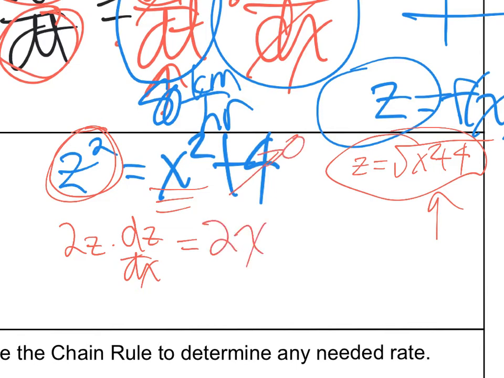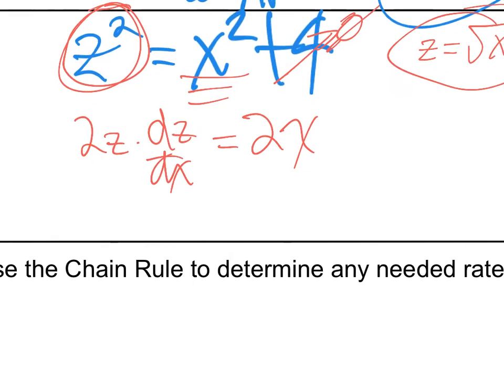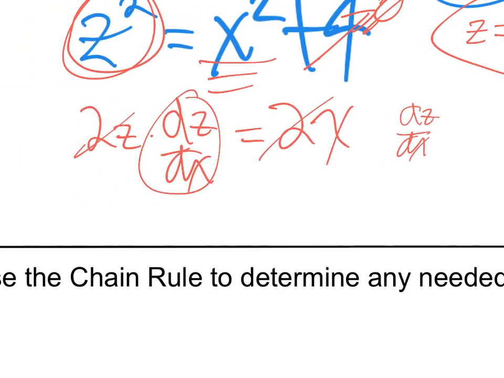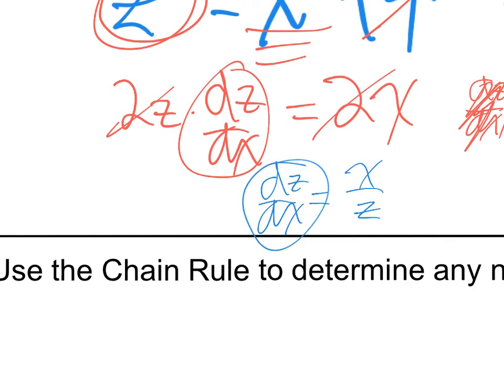And the derivative of 4 is 0. So finally, I can see that there's a 2 on both sides, so those divide out nicely. And I need to isolate for dz by dx. So dz by dx, I need to divide both sides by z. So I'm going to end up with dz by dx just equals x over z. Okay, that's what that's worth.